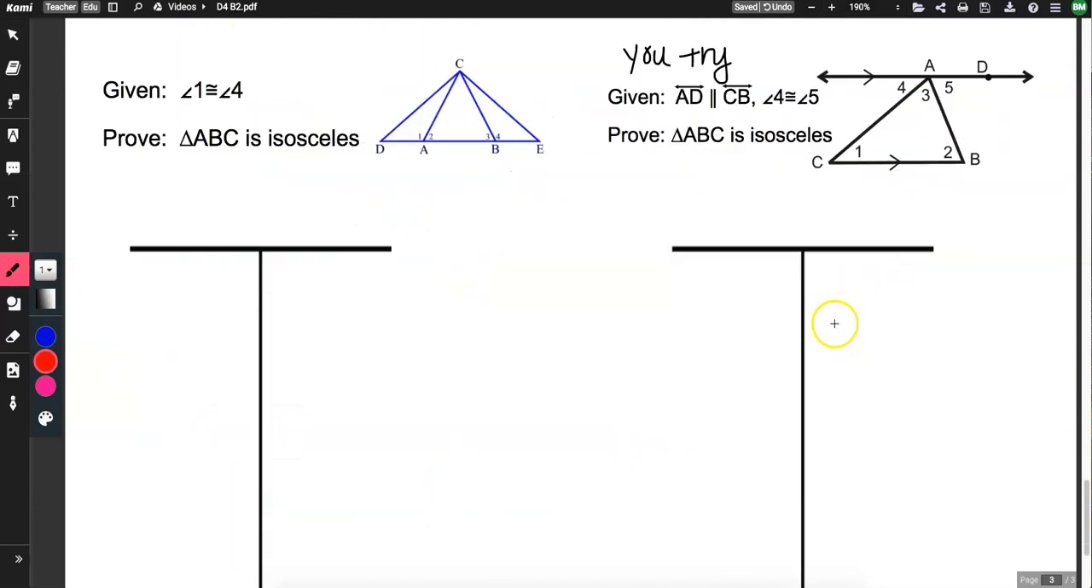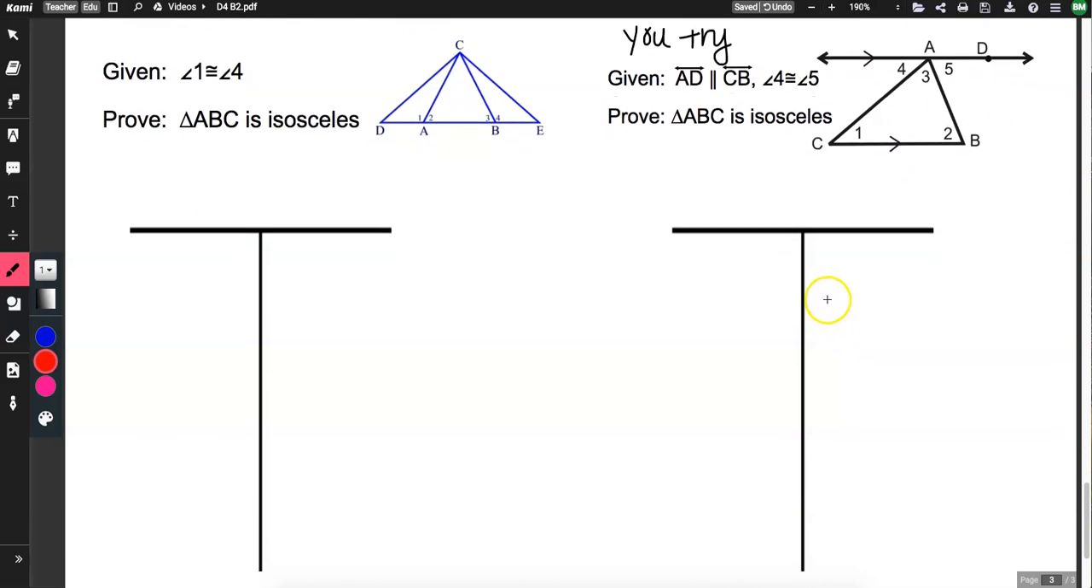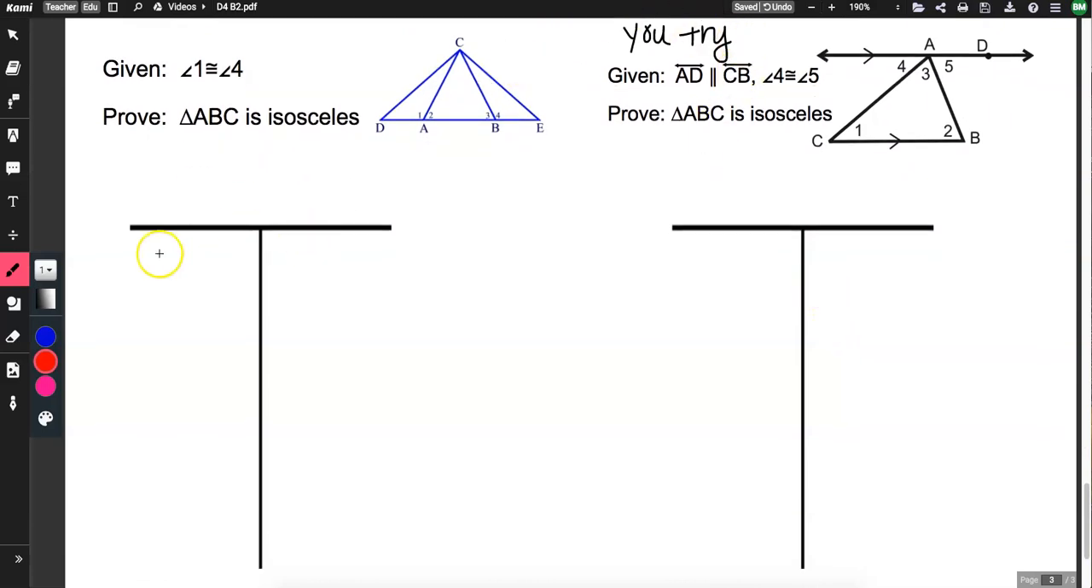All right, lastly, we have 2 proofs. I'm going to do the first one with you, and you're going to try the second one completely on your own. Okay, so as always, statements are on the left, reasons are on the right. Angle 1 is congruent to angle 4, should always be first. And that is because it is given.